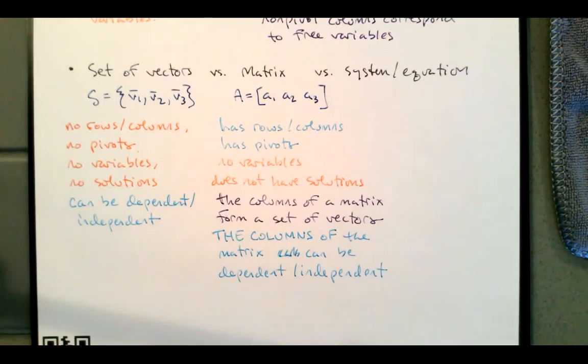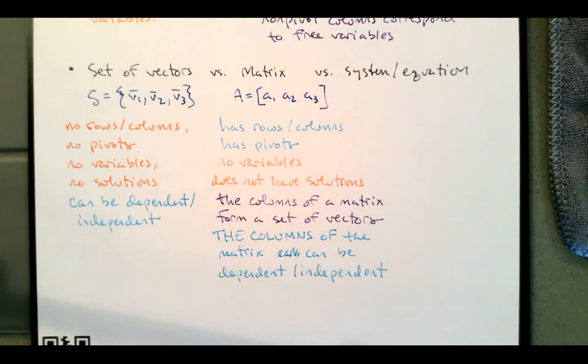So we wouldn't want to say that the matrix is independent. What we're trying to say is that the columns of the matrix can be dependent or independent, because we could think of the columns of the matrix as a set of vectors.